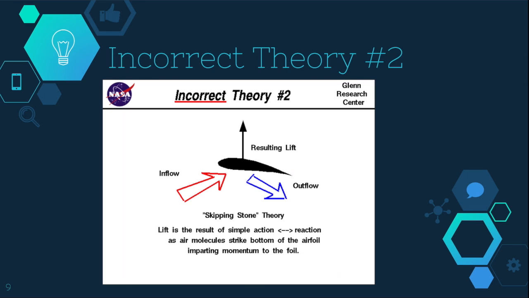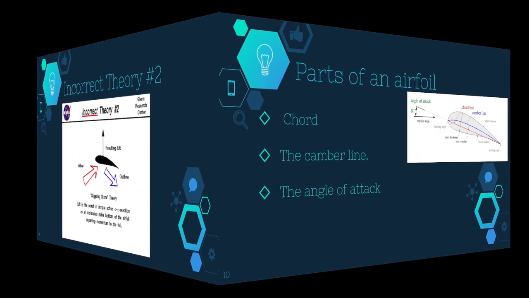Because this is similar to the way in which a flat rock thrown at a shallow angle skips across a body of water, it is called the skipping stone theory of lift. The theory is based on the way a stone skips on a pond. And you can see the diagram which demonstrates this.